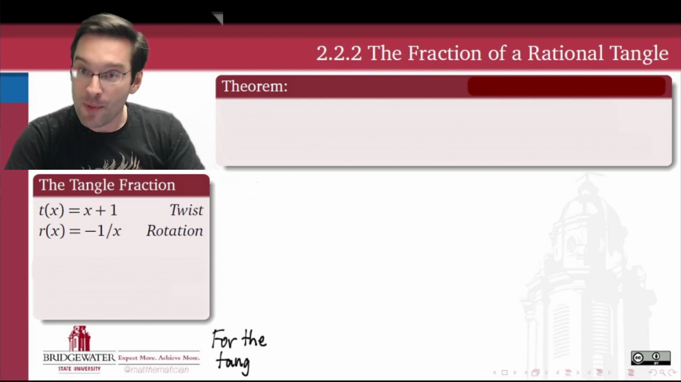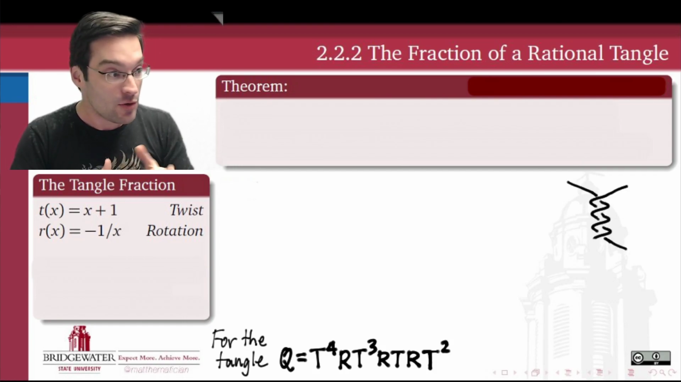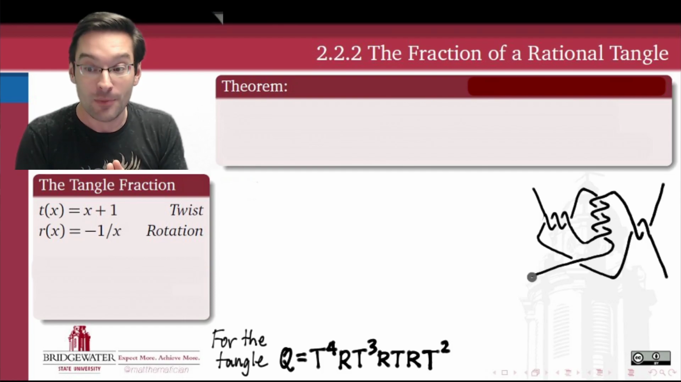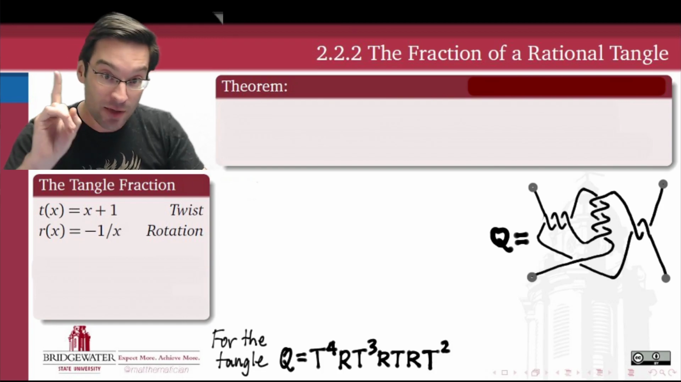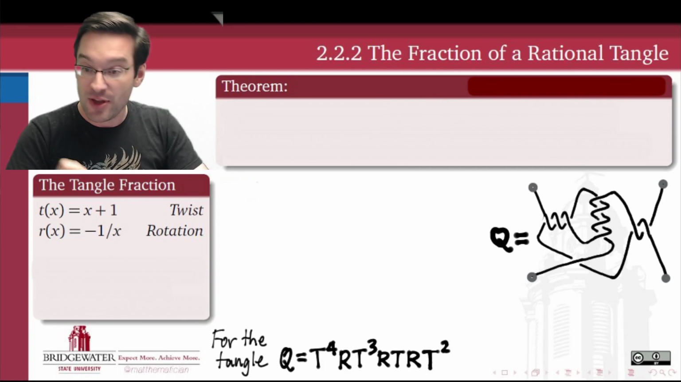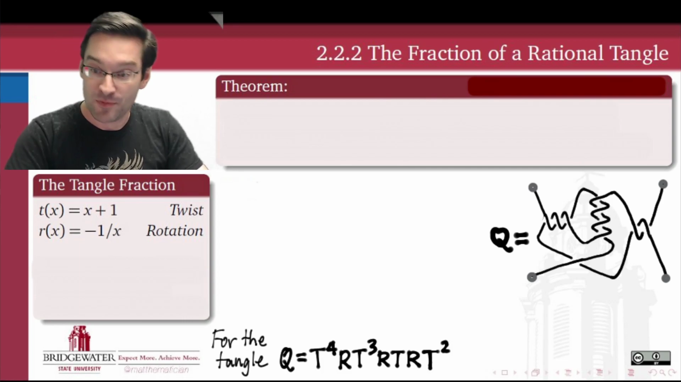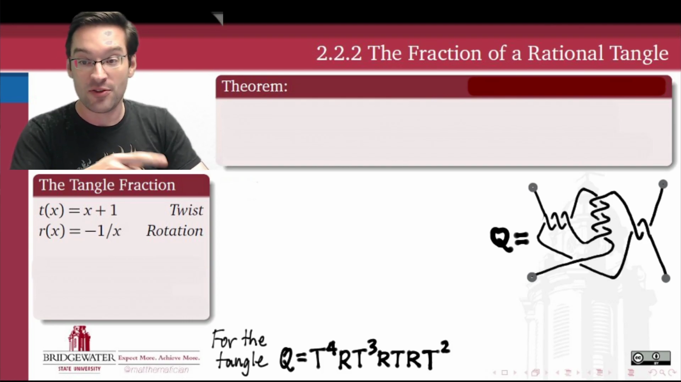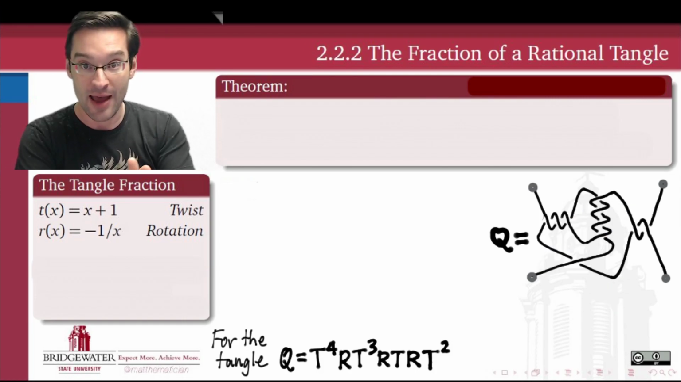And so in this video, what I want to do is take an example of a rational tangle and look at how we might use this twist and this rotation to represent this rational tangle. And then make the case for why we don't need the whole function to represent it. We can get away with just a single rational number. So here's a sketch of the rational tangle t to the fourth r, t to the third r, t r, t squared. Right? So I did 4 twists and then a rotation, 3 twists and then another rotation, 1 twist and then a rotation, and then 2 twists and I'm done. So here's a sketch of that rational tangle.